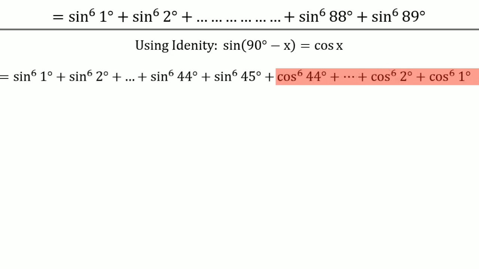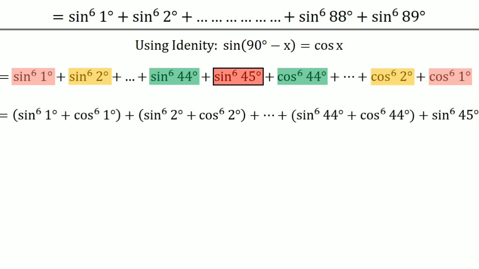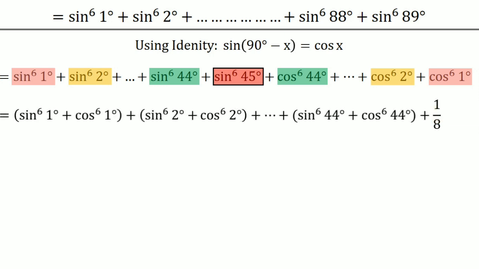Now we make the pair of common degree terms of sine and cosine like this and this. Now we have only one term left, which is sine to the power 6 of 45 degrees, because we don't have any cosine to the power 6 of 45 degrees. So after making the pair, we write this term on the right side. So we have this term. We know that sine to the power 6 of 45 degrees is equal to 1 by 8. So we can write this.